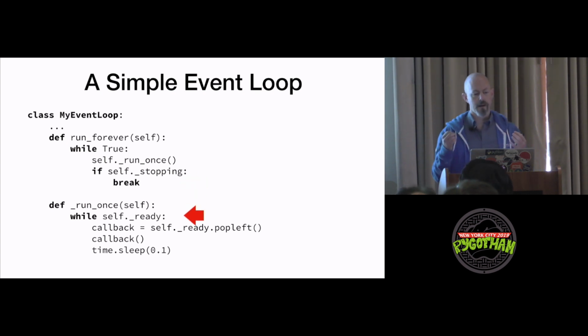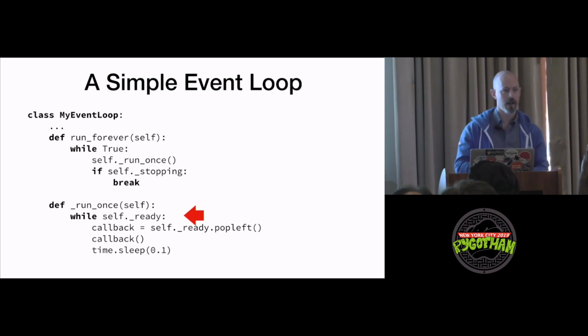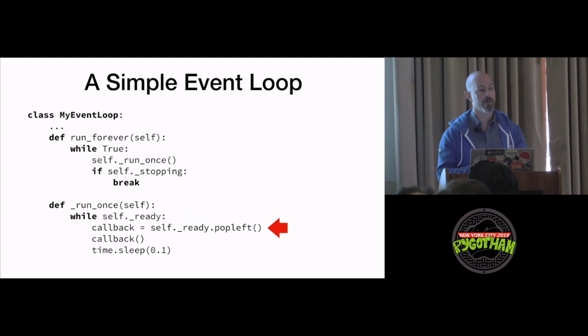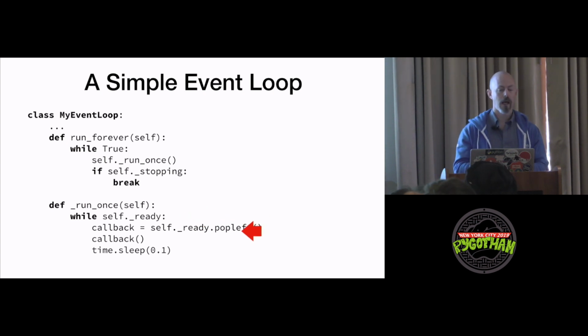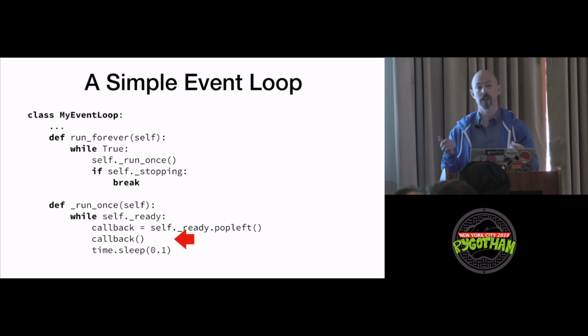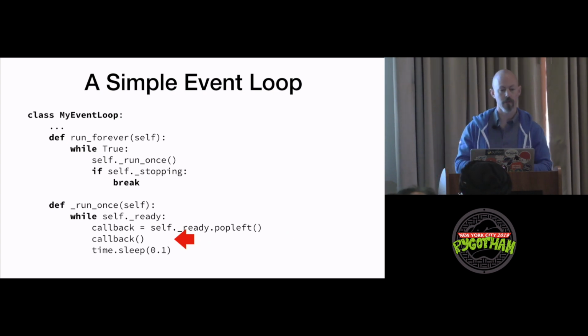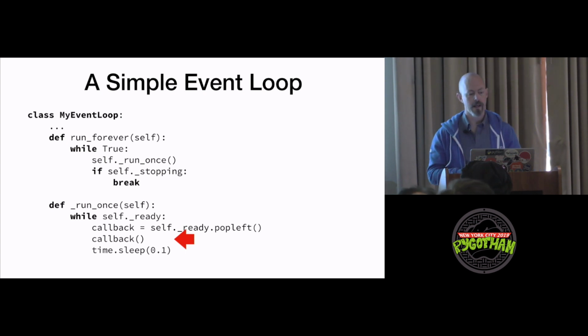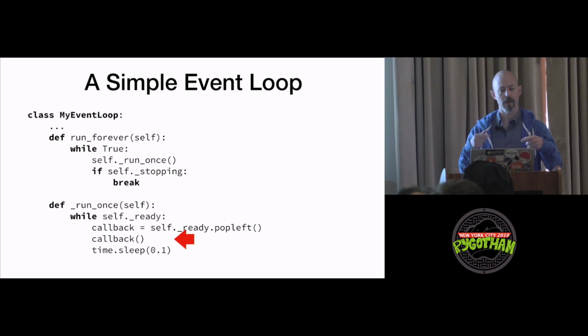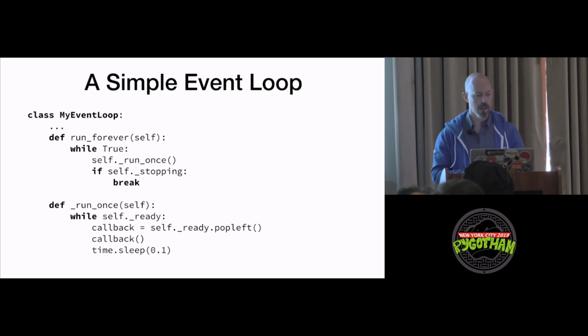So the real meat of our event loop is this run once function. And as you can see, it's not actually very long. It goes through our list of callbacks, pops the first one off the list, and then calls it. And it continues to do this until there are no callbacks left, at which point it essentially returns back to the while true loop in the function before. I've got a time sleep in here. You don't need that. That's just there to allow me to see things happening in order.